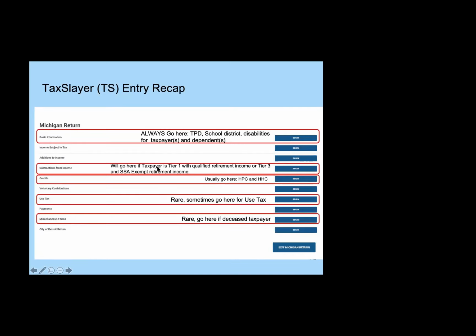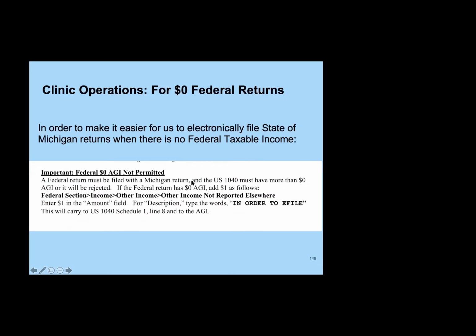So getting back to the TaxSlayer recap, we've been through this a few times. I don't need to go through it again. On the miscellaneous forms, though, if there is a deceased taxpayer, you're going to go into this area. This is from last year, where we're putting $1 in. If they only are filing Michigan taxes, we're still going to try to have them e-file federally by using that dollar trick. I think you are all familiar with that. And you put in the description, in order to e-file.